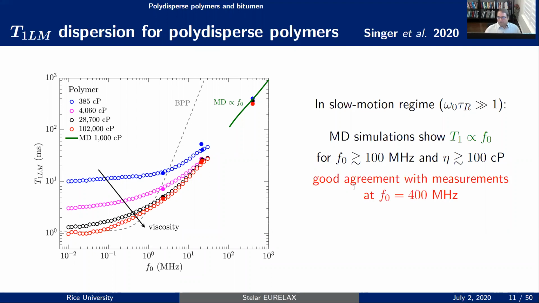Now, again, we see good agreement. BPP is obviously a poor agreement. It's supposed to go as F0 squared, and it's supposed to have a viscosity dependence. Obviously, it does not.